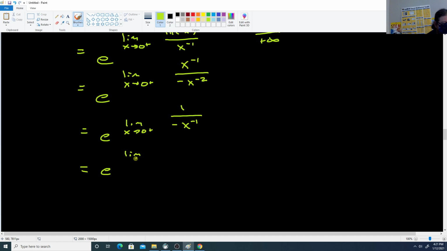I'm able to rewrite this. 1 over x to the -1 is the same as x, and this negative sign will say that this is the same as -x. So this will be the same as e to the 0, which will be the same as 1, and we are done there.